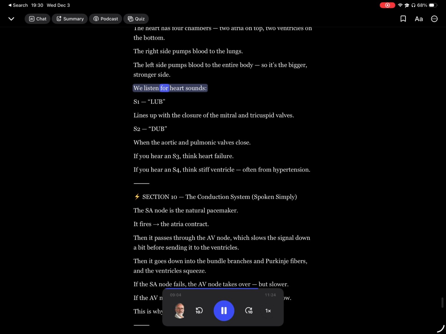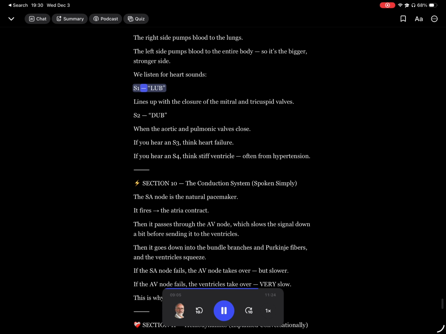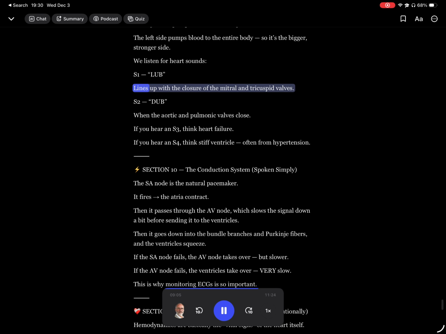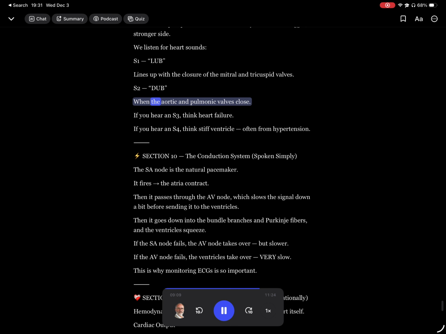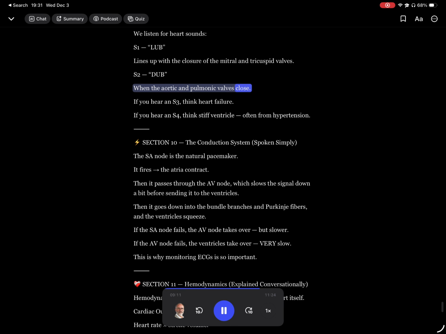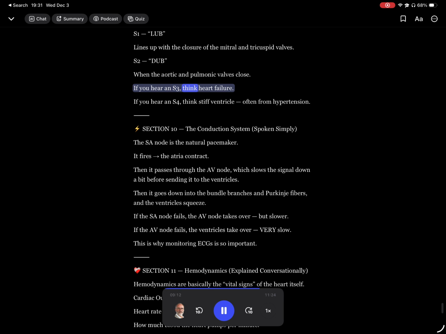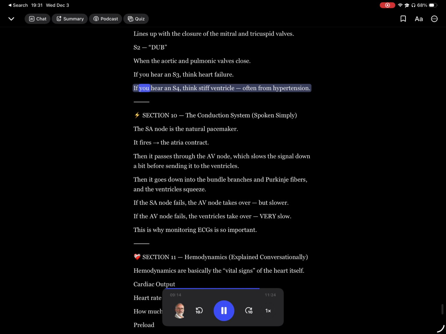We listen for heart sounds. S1, lub, lines up with the closure of the mitral and tricuspid valves. S2, dub, when the aortic and pulmonic valves close. If you hear an S3, think heart failure. If you hear an S4, think stiff ventricle, often from hypertension.